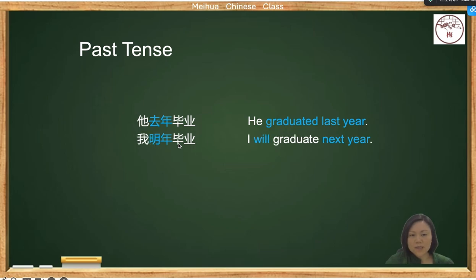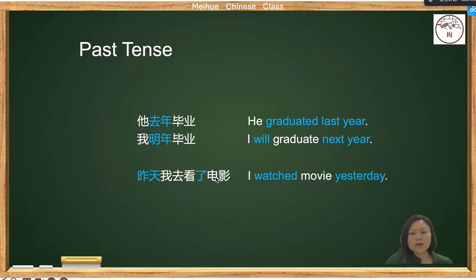我明年毕业. Here, the time phrase in the sentence, 明年, means next year, so it's about the future, right? So we should use the future tense in English. I will graduate next year. We should use will.